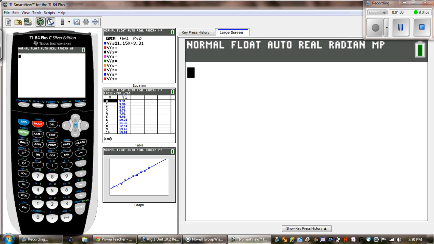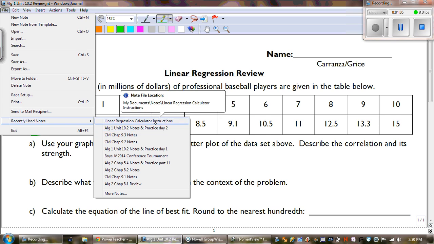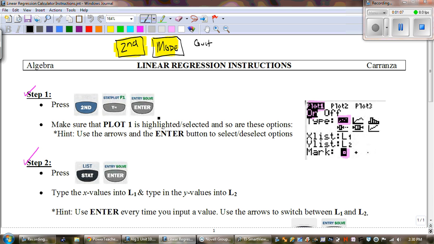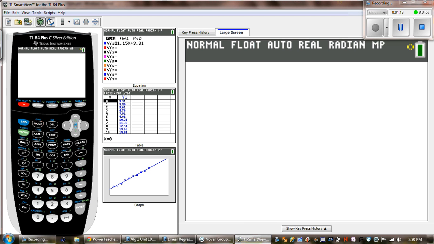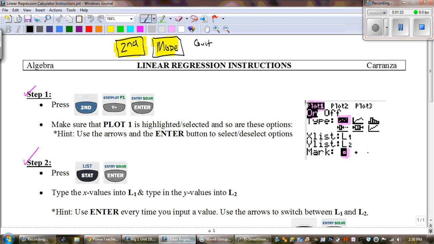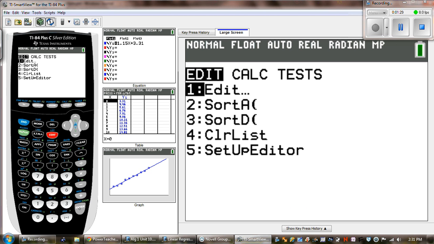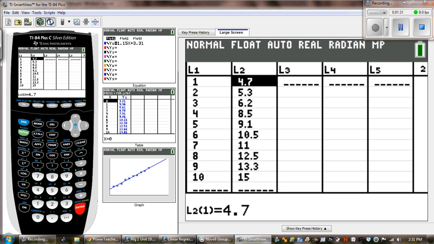Before I start, I'm going to pull up my linear regression notes. Hopefully you guys have this too. The first thing we have to do is hit second, y equals, and then enter. I want to make sure that everything is highlighted just the way it is. Then I'm going to move on to putting in the information. So we hit stat and then enter. There's already a bunch of data in there that's not what I want, so I'm going to clear all of that.